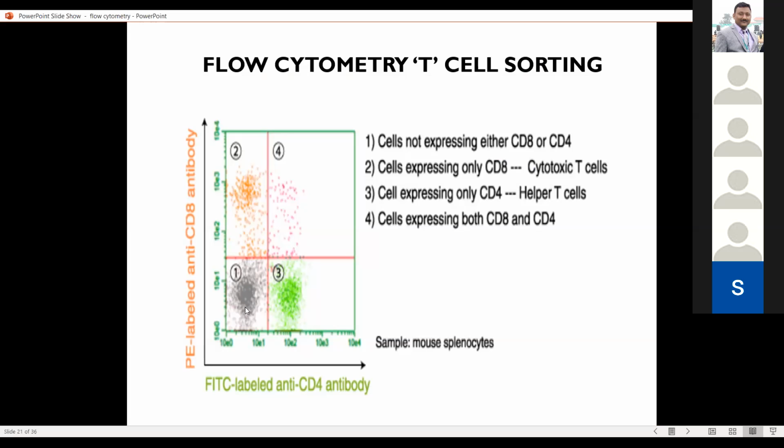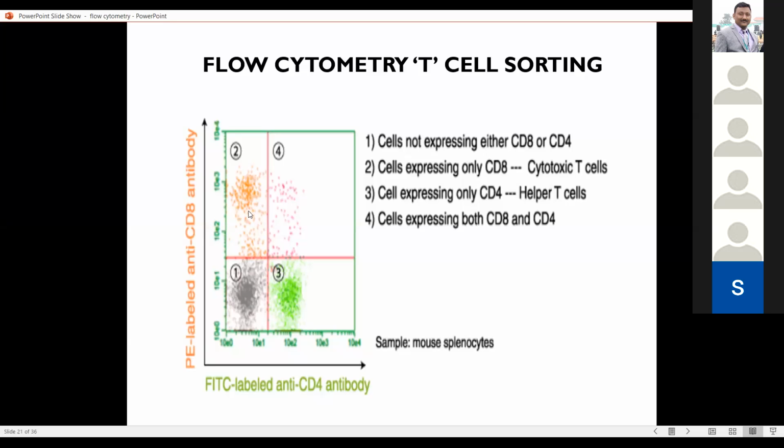The cells which are not expressing any kind of antibodies or any kind of markers, the cells which are not expressing either CD4 or CD8, will not bind to any antibody. So they will make a different population of cells, which are present in gray color in this figure. Another one, the second one, shows in orange color: cells expressing only CD8.